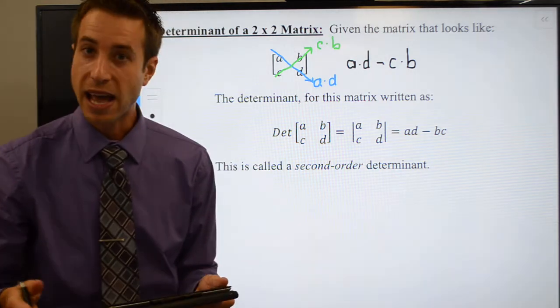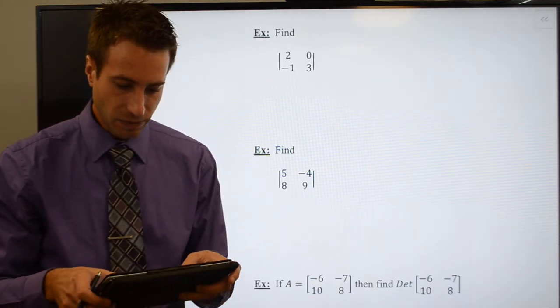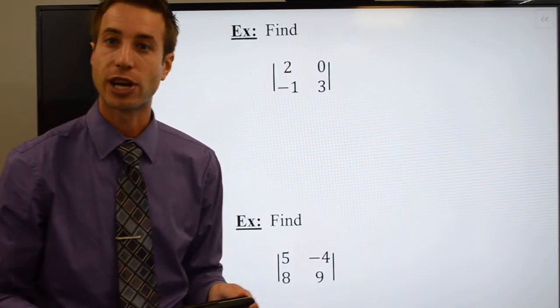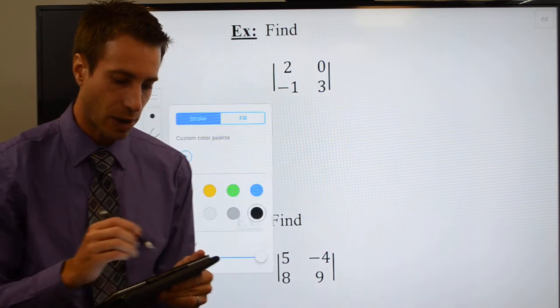So let's go ahead and try some of these. I've got a few examples for you here on the next page. Feel free to work ahead on these and then come on back and check your answers with me. Make sure that you've done it correctly. So let's just jump right into this.